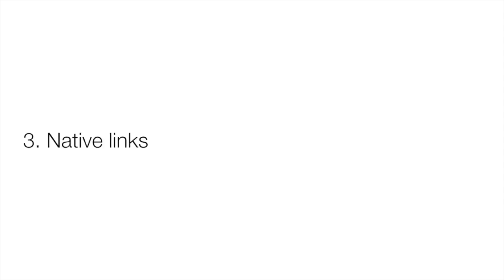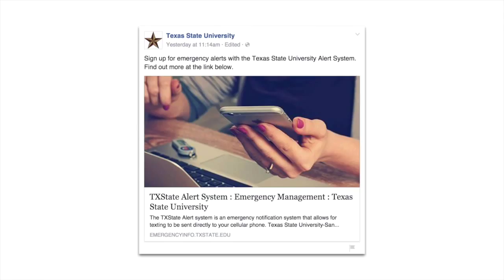And then third is native links. And so what I mean by native links, this is posting a link into Facebook and allowing it to propagate to where the Facebook image profile comes up into play. So let me show you a couple of examples. Here's one from Texas State University. So what they did is they copy and pasted the link from the emergency info portion of Texas State's website. And then that will propagate within Facebook to where that image pops out. So Facebook searches for anything on the open graph within the website in order to pull images that it has.